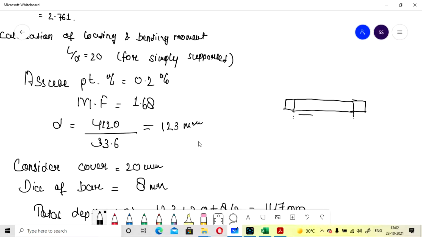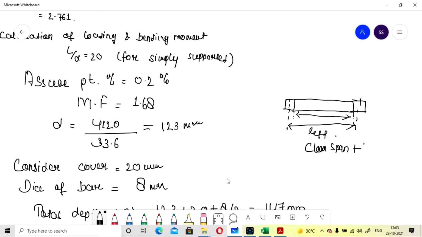So this is the clear span. Effective distance will be one effective span, from center to center here. So this is the L effective, or clear span plus effective depth. Okay, so I'm considering the effective depth as 125 here.